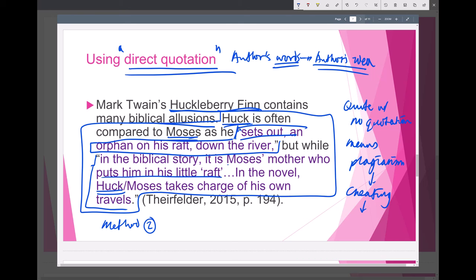Because instead of saying these are the author's words and the author's idea, no quote, it would look like your idea. Just a side note here. You use the quotation marks to say, yes, these are the author's words, and these are the author's idea. And it actually makes your argument stronger.